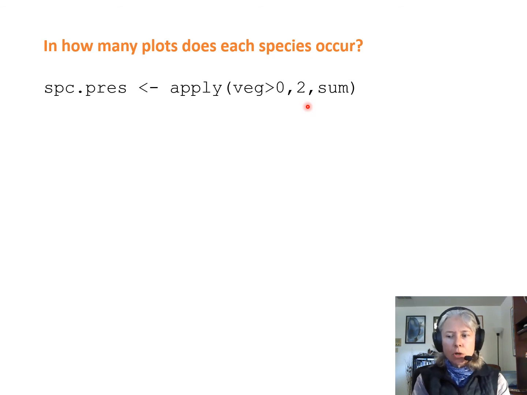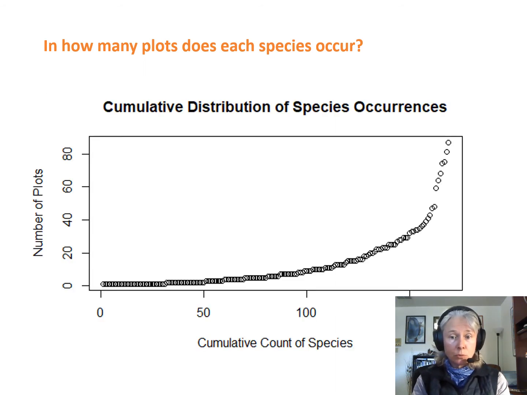And then the result is going to be a set of either presence, you've got a species there that is represented by veg greater than 0, or zeros, absence. And so we just sum those presences to get at species occurrence by each plot. And then the results can be plotted.